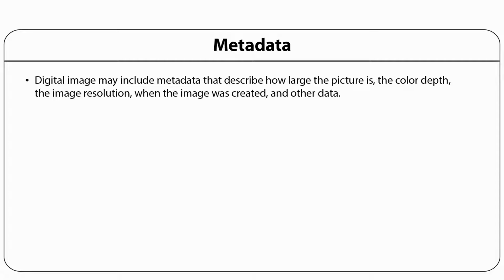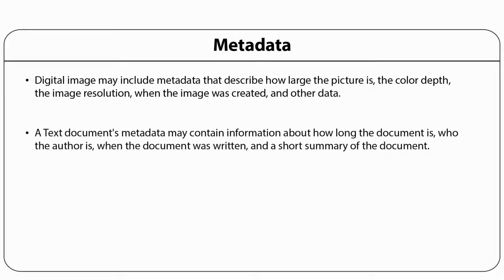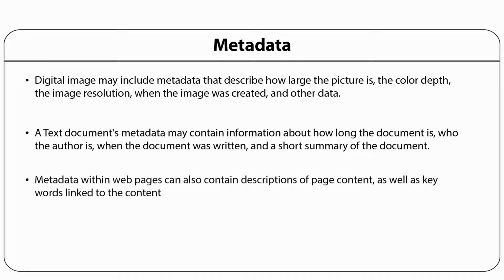A digital image may include metadata that describe how large the picture is, the color depth, the image resolution, when the image was created, and other data. In text documents, metadata may contain information about how long the document is, who is the author, when the document was written, and a short summary of the document. Metadata within web pages can also contain descriptions of page content as well as keywords linked to the content.